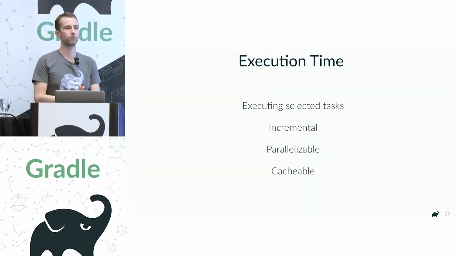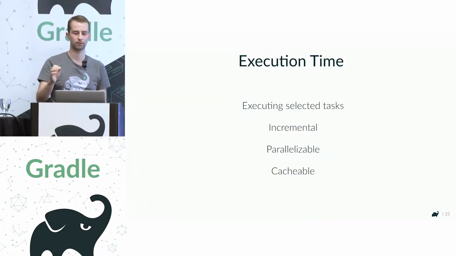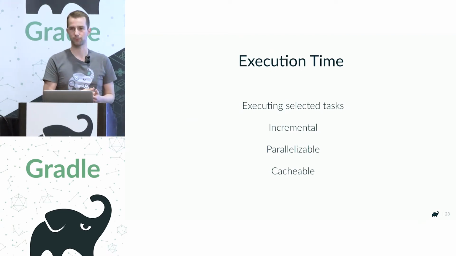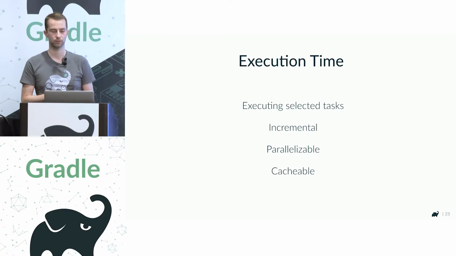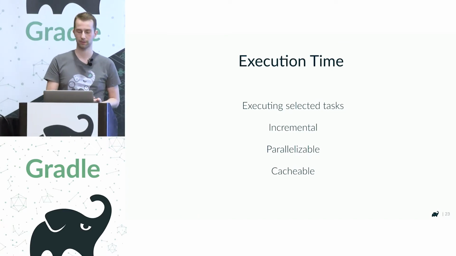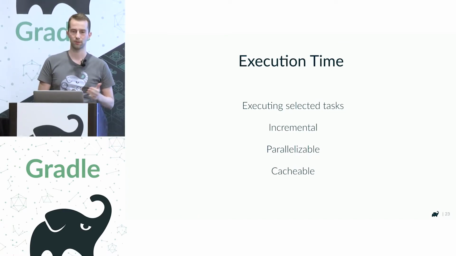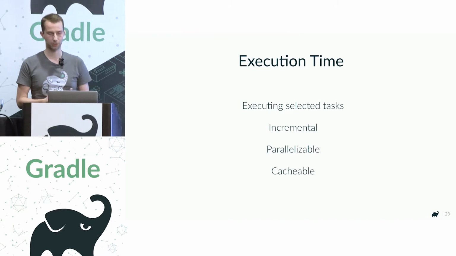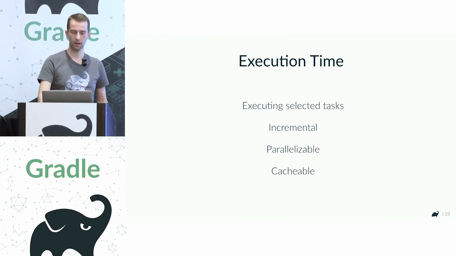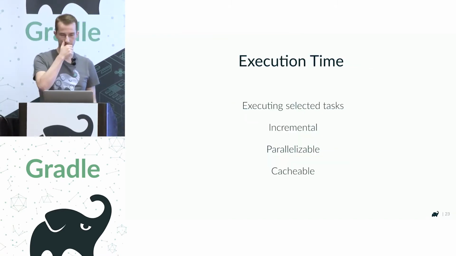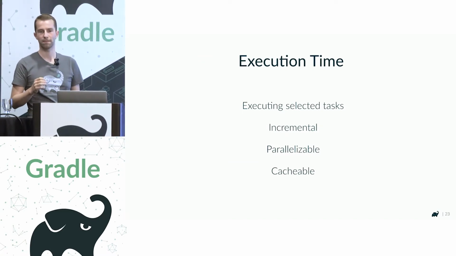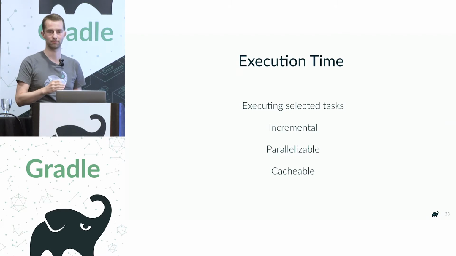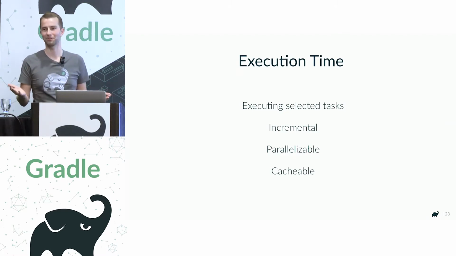So for execution time, what we want to do is execute what the user asked for, and we want to do so in an incremental fashion. Gradle can also parallelize tasks, and since quite recently, can also cache the results. And the one thing that you want to make sure is that you do as little as possible. That's how you make your build fast.